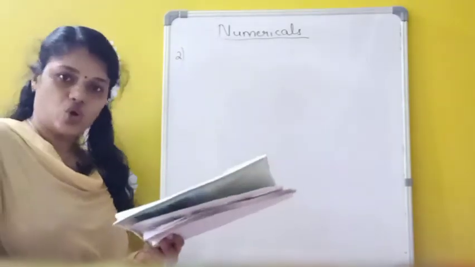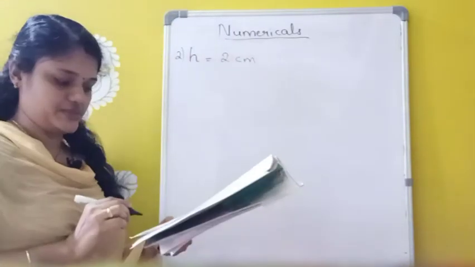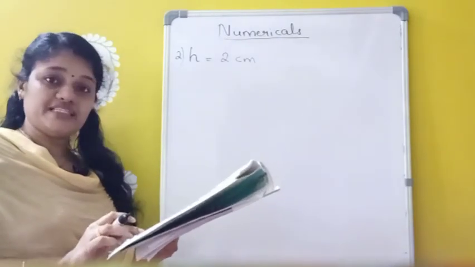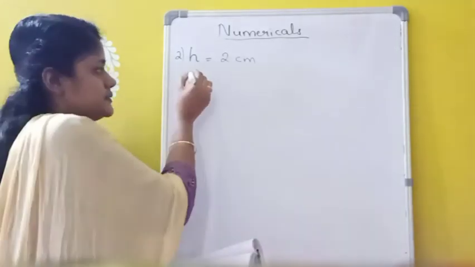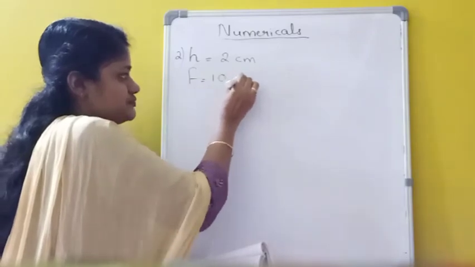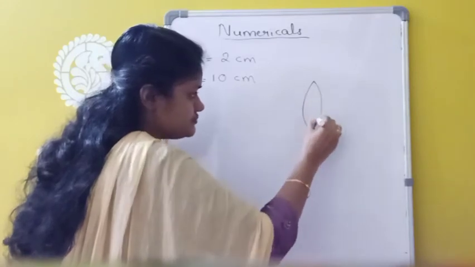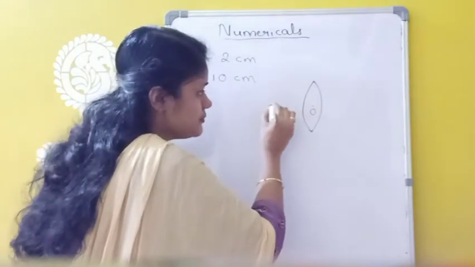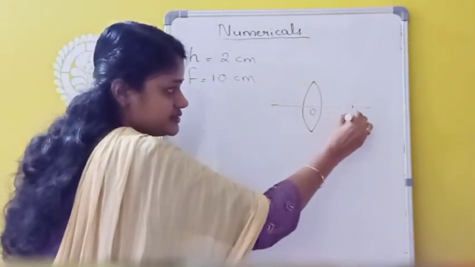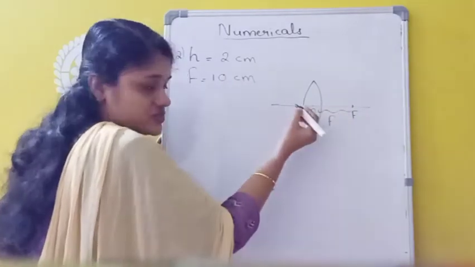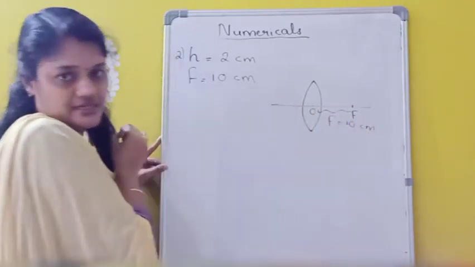Second question. A 2 centimeter tall object. That means the height of the object is given as 2 centimeter. A 2 centimeter tall object is placed perpendicular to the principal axis of a convex lens of focal length 10 centimeter. So F equals 10 centimeter. Here we have taken a convex lens, so we know its shape. This is the optic center. In a convex lens, the first principal focus is on the right hand side, so this must be the focal length. We measure it towards the right side, so it is taken as positive. So F is plus 10 centimeter.